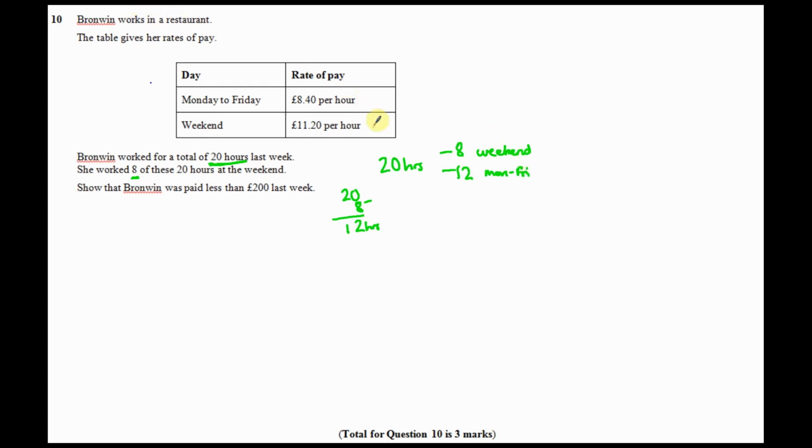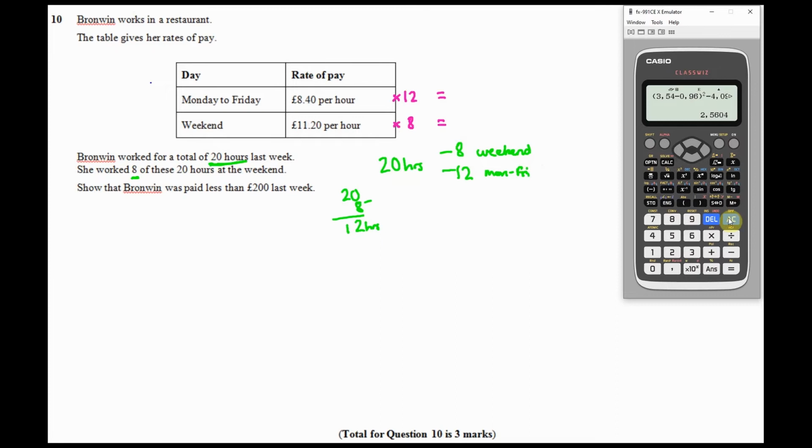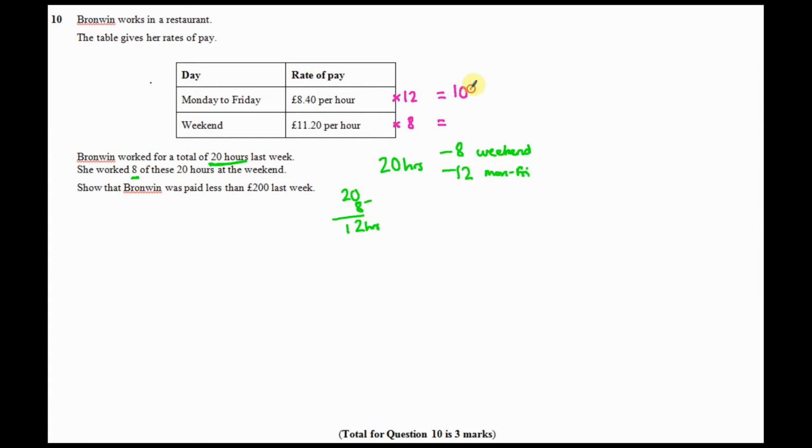That means to work out her pay, we would need to work out Monday to Friday times 12, so that's £8.40 times 12, and £11.20 times 8. And let's see what we get from there. Let's take our calculator out. In this case, it's £8.40 times 12, and that gives us 100.8.